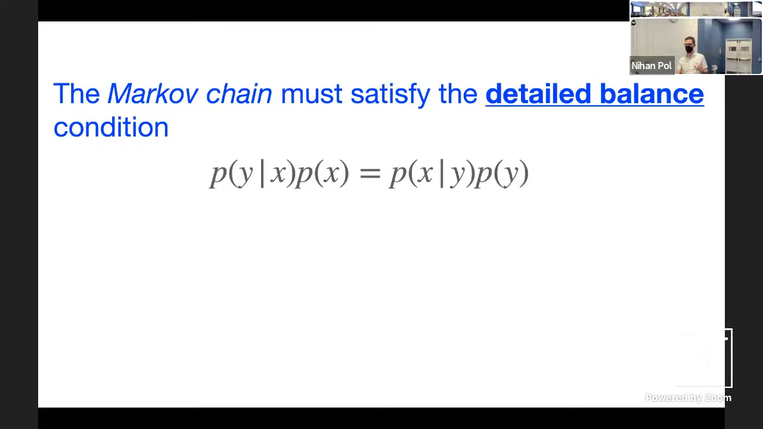So this detailed balance condition says, let's say I'm currently at location X in my chain, and the next step I'm going to take in my chain is going to be position Y. The probability of landing on position Y, given that I'm at position X, times the probability of being at position X, is equal to all those things inverted. Does this look familiar? What's it look like? It's Bayes' theorem all over again, okay? So the detailed balance condition is just Bayes' theorem written out in one line instead of as a fraction.